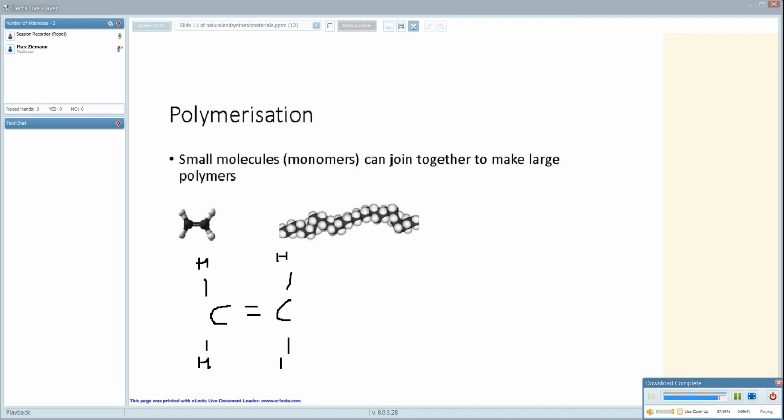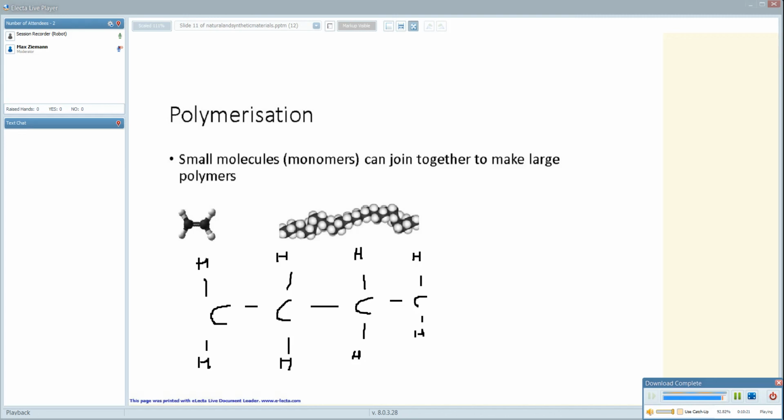So if we've got 2 molecules here, and they've got a double bond in them, what the double bonds can do is, because these carbons are unsaturated, that means they've got extra space. So that means they're not full of hydrogens because they've got less hydrogens than they should have because of this double bond.